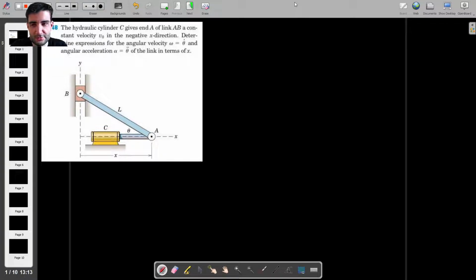So let's read the question first. We're dealing with a hydraulic cylinder C, which is imparting to the end A of this AB link a constant velocity v0 in the negative x direction. So one thing we could write, in vector form, is that the velocity of A as a vector is equal to minus v0 times i, right?